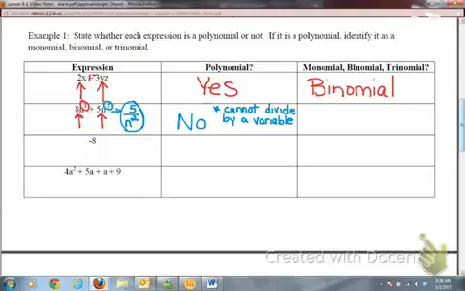Okay, the next expression is just the number -8. If we go back up to our notes, you see that underneath monomial, the first little definition there is that a monomial could just be a number. And we had examples of numbers that were monomials. So that means that this is a polynomial. So this is a yes. And there is just one thing to it, one number. So it is a monomial.